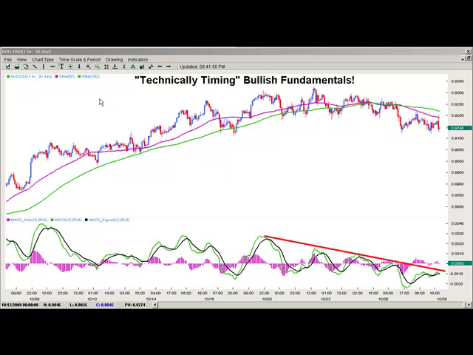Now, what am I talking about, the bullish fundamentals? I'm talking about Australia versus the USD, US dollar. Australia has had things like decreasing unemployment. They've had their employment numbers increase two months back to back. How many countries can say that? They've had the only positive year-over-year GDP numbers out of the whole G7.